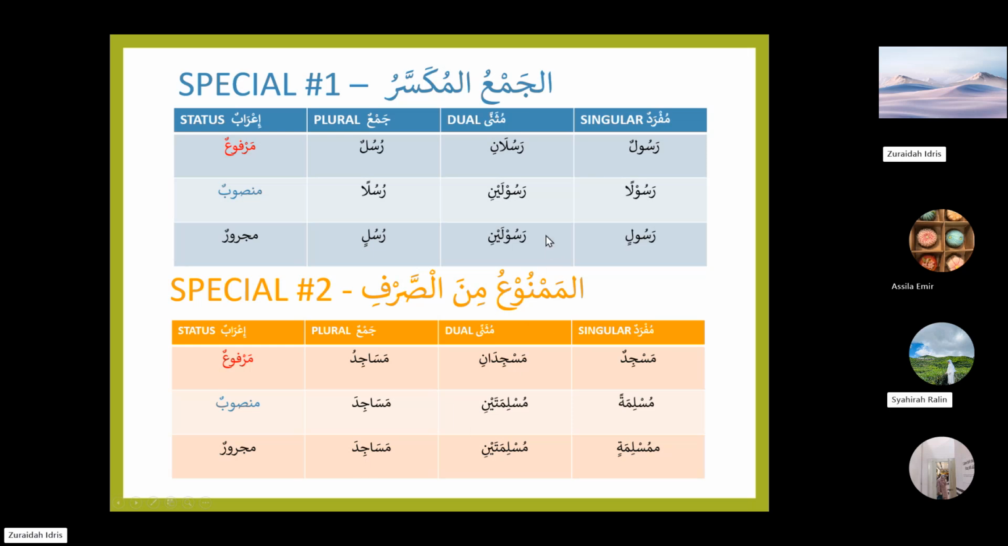So when we say something is mamnu' minal sarf, mamnu' means the one that is prevented. It's being prevented from taking tanwin, just like Sister Ralin said, and it cannot take kasrah. Please remember that. That's why we call it mamnu' min sarf. And a lot of feminine names, like Aisha, for example, you will not see Aishatin. Or do you see Aishatin?